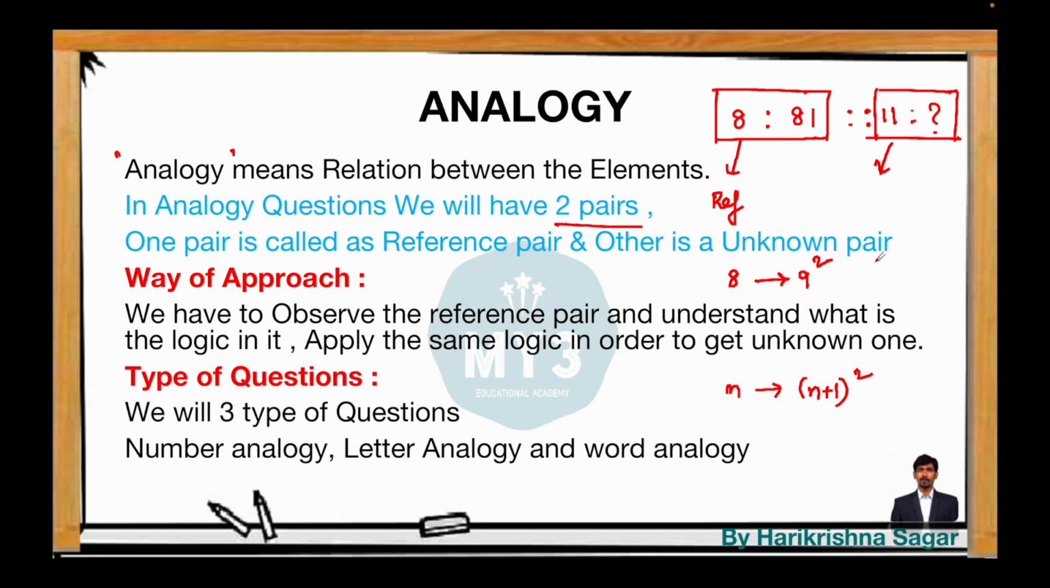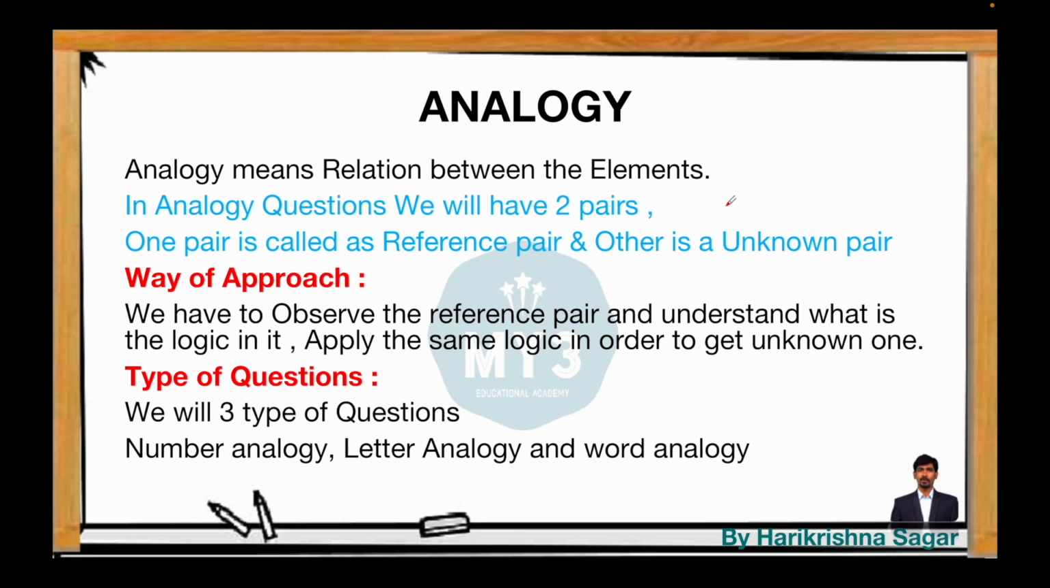So here there is a number 11. 11 will be what? 11 plus 1 is 12 squared. What is 12 squared? 144. That's it. That is how you have to solve. That means the thing you need to understand here is that you are going to have the reference, observe the logic in the reference, and apply the same logic to get your answer.